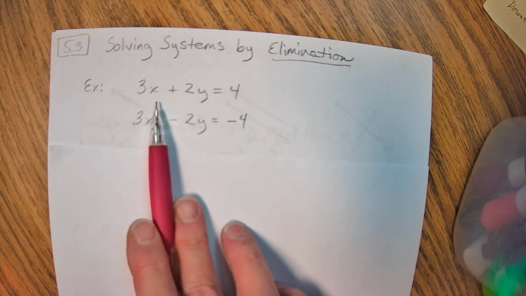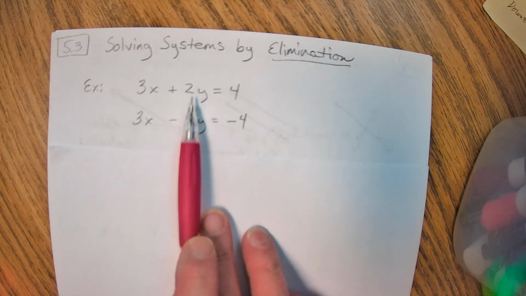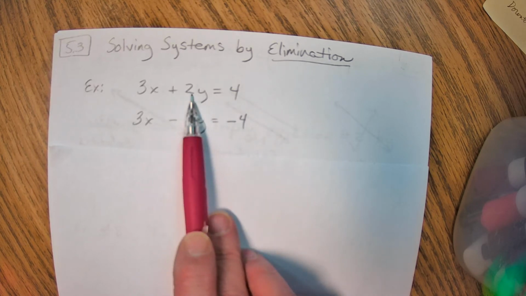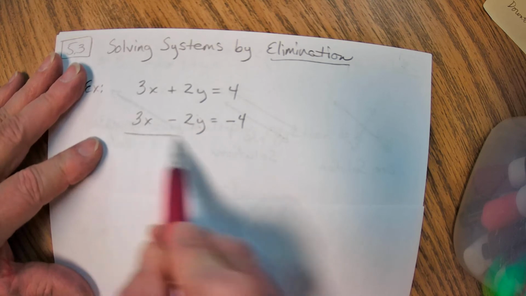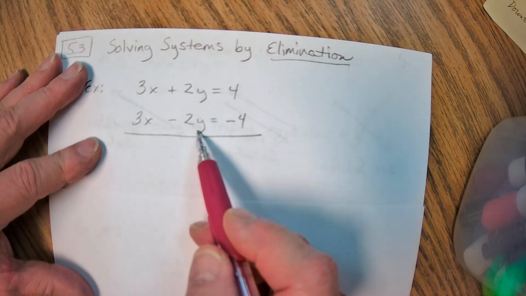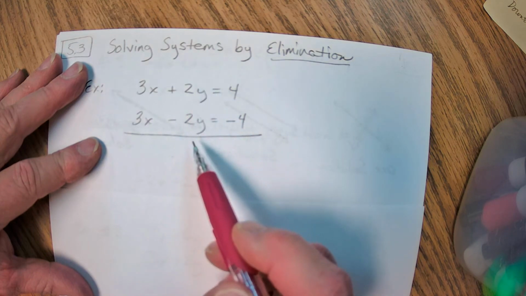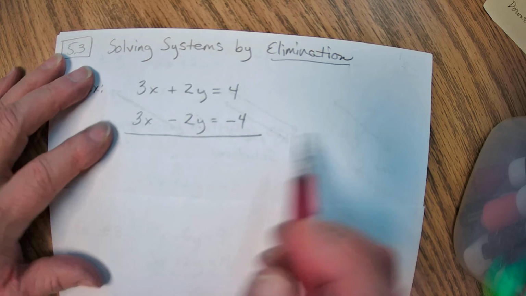So here's my two equations. And I want you to think about what would happen if I just added these two equations together. Notice that this is positive 2y and this one's negative 2y. And if I added those together, that would be 0. So I effectively am eliminating the y variable. So let's just go ahead and add these two together.